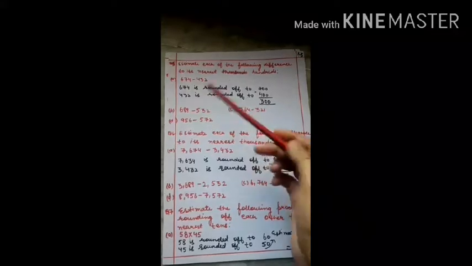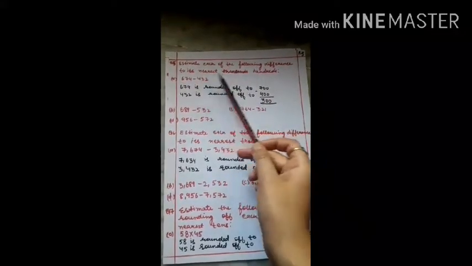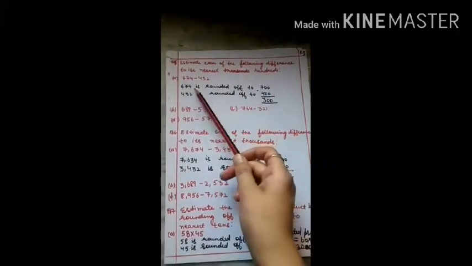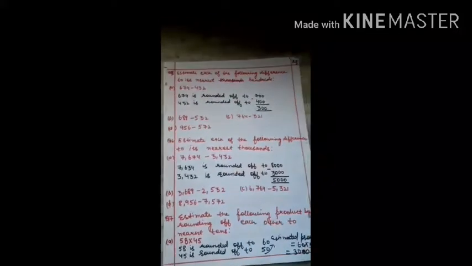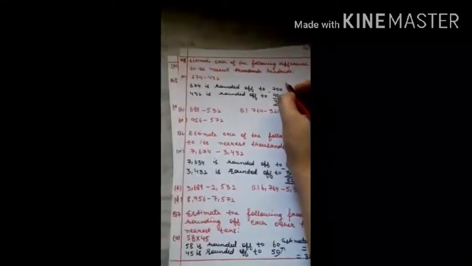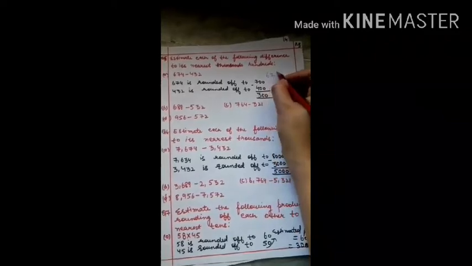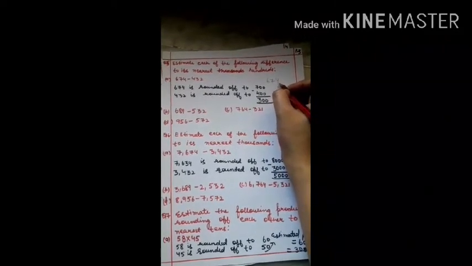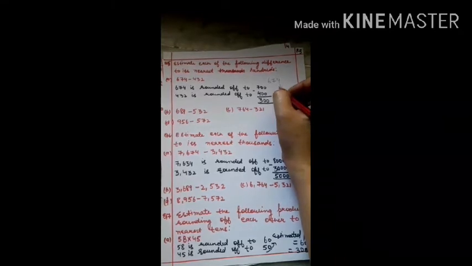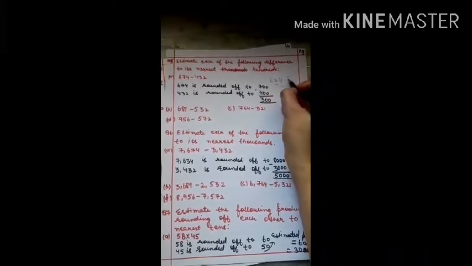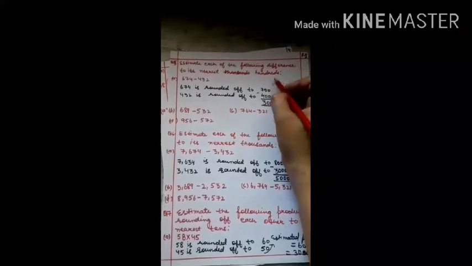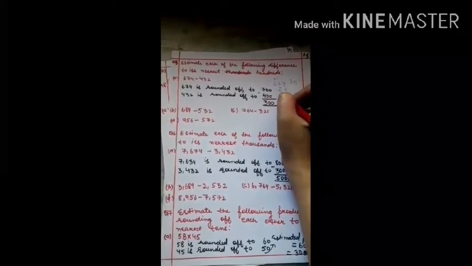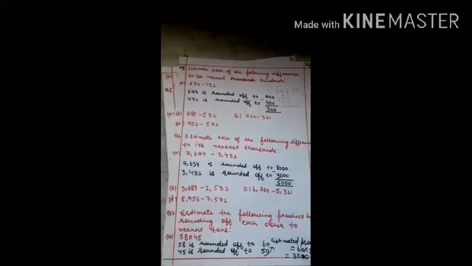Your question number 5 is to estimate each of the following differences to the nearest 100. The question is 674. You will write 674 here, and you have to round it off to the nearest 100. You will automatically write 0 at the 1's place. At the 10's place, 7 is greater than 5, so you will add plus 1 here. It becomes 700.